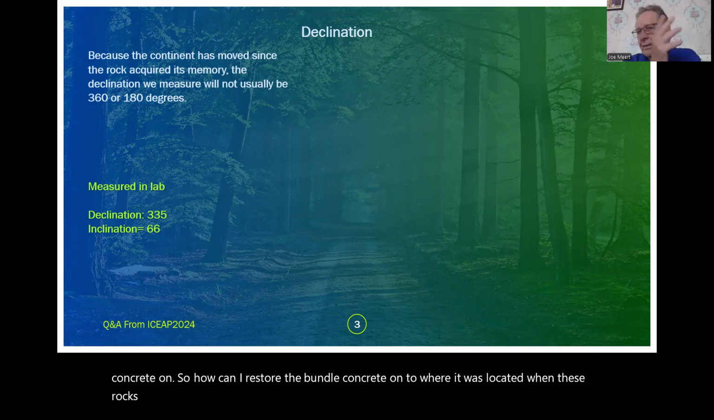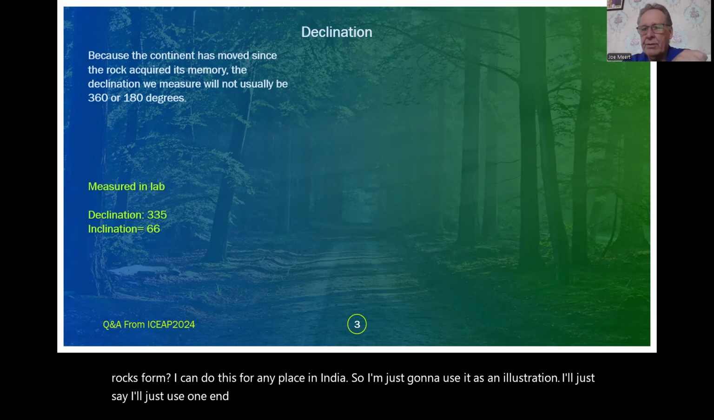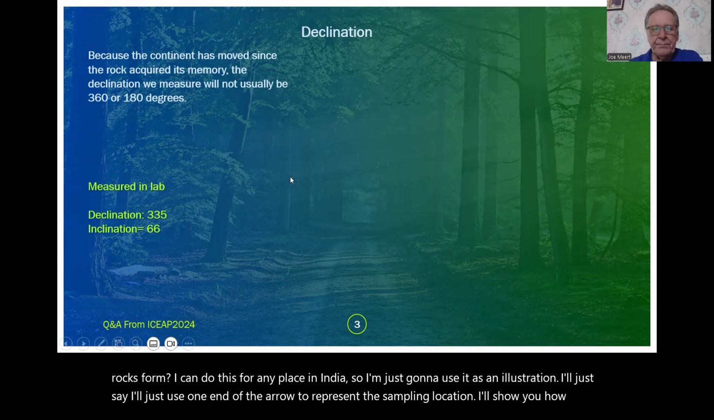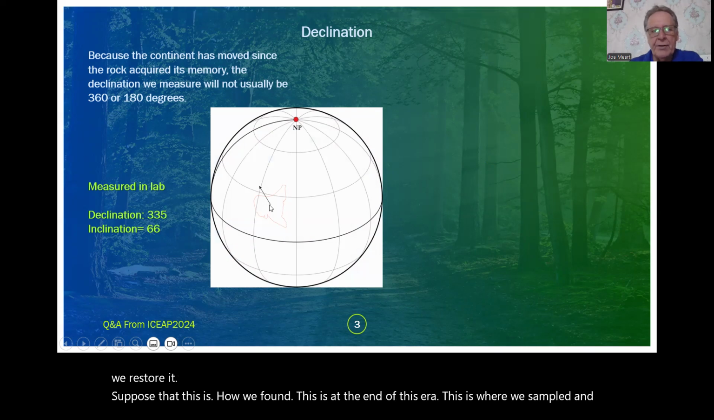I can do this for any place in India, so I'm just going to use it as an illustration. I'll just use one end of the arrow to represent the sampling location, and I'll show you how we restore it. So suppose that this is where we sampled, at the end of this arrow, and we have a declination of 335.